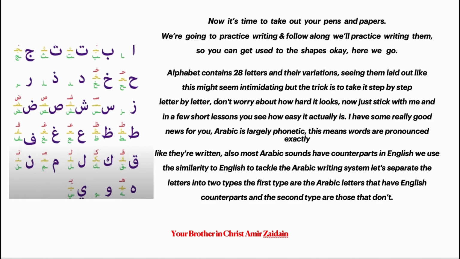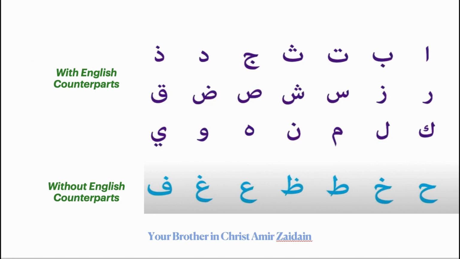I have some really good news for you. Arabic is largely phonetic. This means words are pronounced exactly like they are written. Also, most Arabic sounds have a counterpart in English. We use the similarity to English to tackle the Arabic writing system. Let's separate the letters into two types. The first type are the Arabic letters that have an English counterpart, and the second, the ones without. Here it is. These are the letters with an English counterpart. The second section, the letters without an English counterpart.